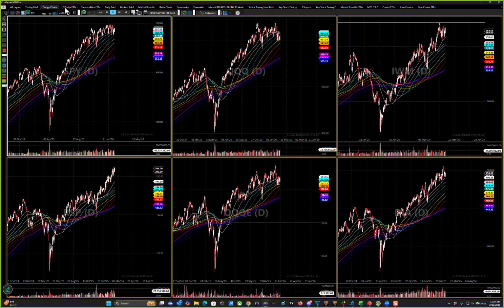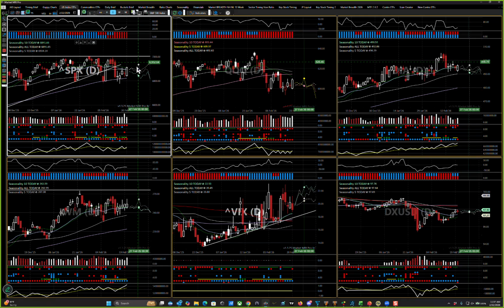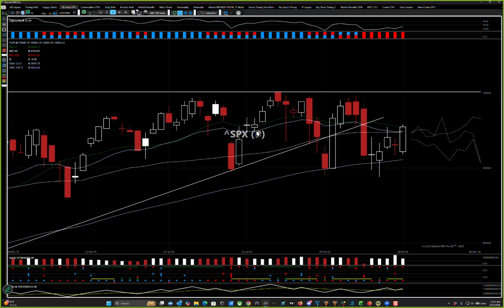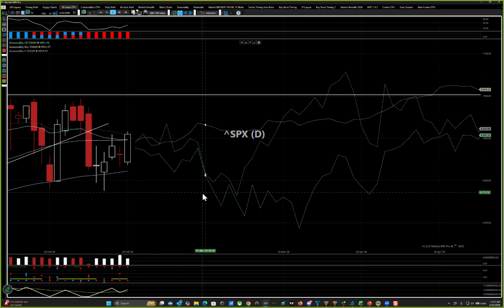The index ETFs, I think these are pretty self-explanatory, but again, highlight the one you want, open it up. Let me just talk about the seasonality because I get a lot of questions about that. And I really think the seasonality is good to have.